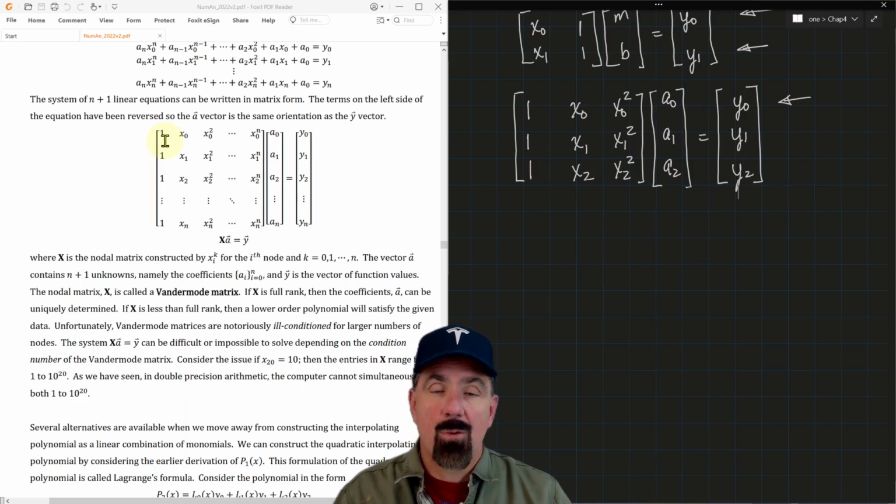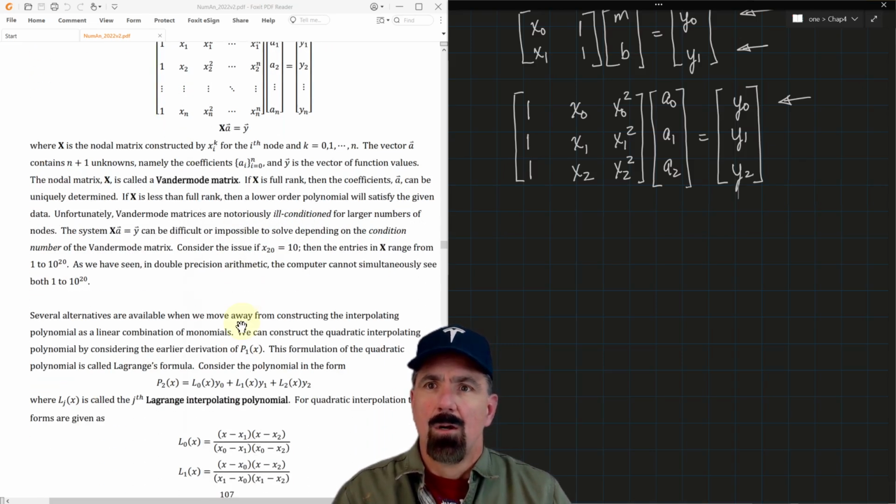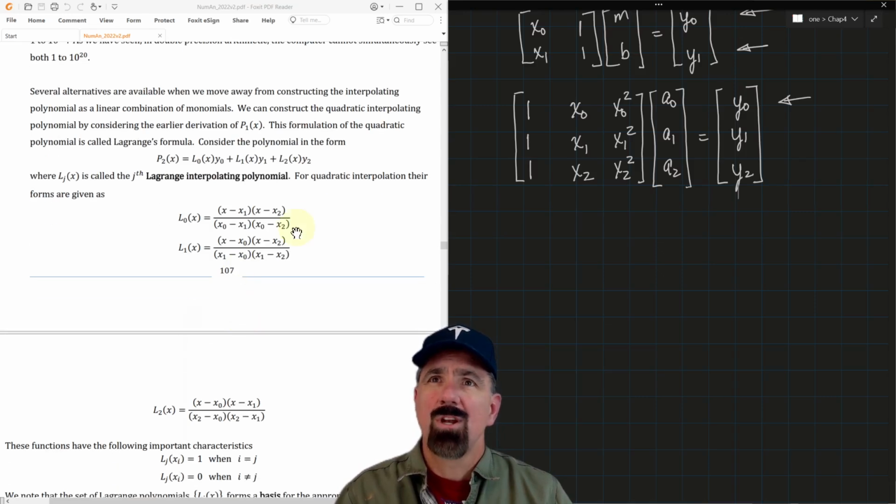So for theoretical purposes, this is a really nice construction. But when it comes to computation, it's almost useless. The setup here is called a Vandermonde matrix, and it is ill-conditioned, as we just discussed. All right, so what we're going to do instead is use this format and Lagrange interpolating polynomials.